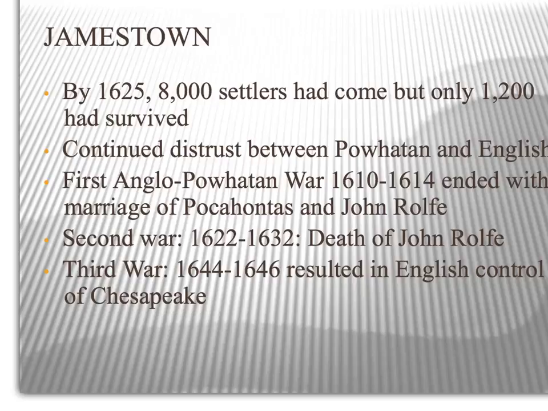There was a continued distrust between the Powhatan people and the English. There was a series of 2 wars. The first Anglo-Powhatan War was between 1610 and 1614. This is going to be truly important, right, because it was actually ended with the marriage between Pocahontas and another person who had come, and this person is going to become really important, not just because he married Pocahontas, but a guy by the name of John Rolfe. The Second War, 1622 to 1632, results in the death of John Rolfe. Eventually there is a Third War, between 1644 to 1646, which resulted in the English control of the Chesapeake.